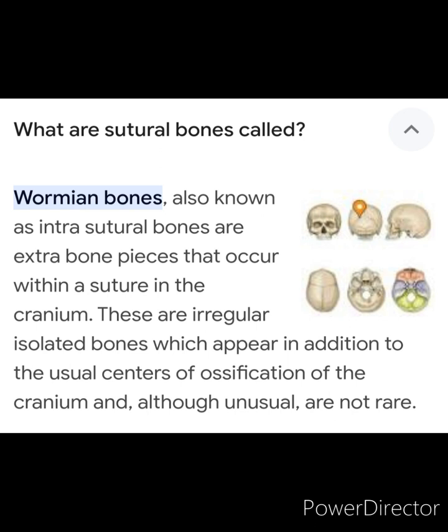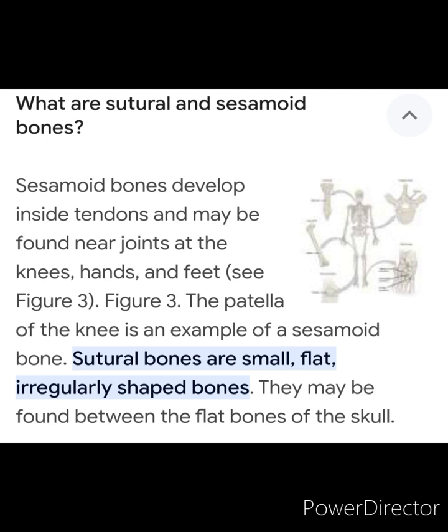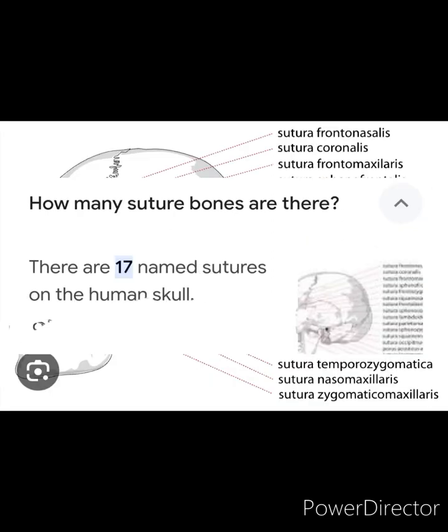What are the sutural bones called? We have already studied. These are intrasutural bones or extra bones, extra bone pieces. These are irregular in shape, and they are present wherever there are sutures. For example, we see some other bones, like tendinous ossification happens, and those form sesamoid bones.